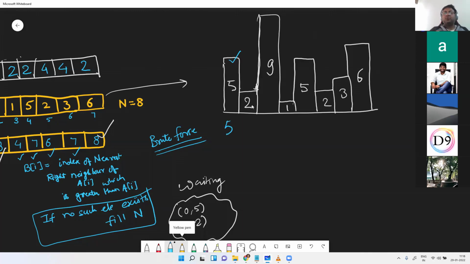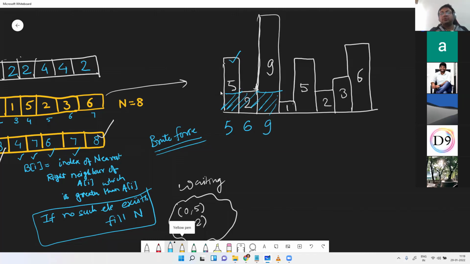Same way, if 2 is the height of the building we take, can I extend 2 to the left up to this? And 2 can be extended to the right up to 9. Only this much extension can be done. With 2, that area will come out to be: 2 will be extended to the left one time, right one time. That area can be maximum 6. Same way, 9 cannot be extended to the left, cannot be extended to the right. So 9, if we have to consider, will be given 9 area.